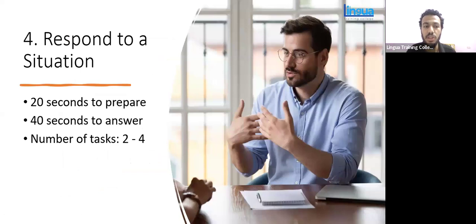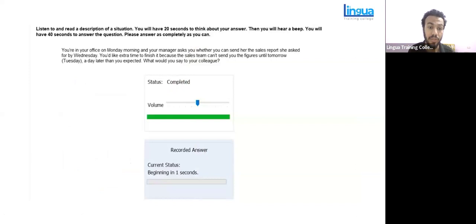Then respond to a situation. Here you're given a situation, a life situation. You get 20 seconds to prepare and 40 to answer. The task comes two to four times. In such a situation, what you need to do, for example, is to reply to someone who's asking you to do something or deliver a task earlier than scheduled. You need to respond to that.